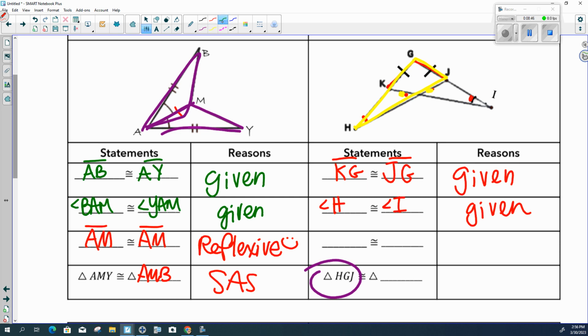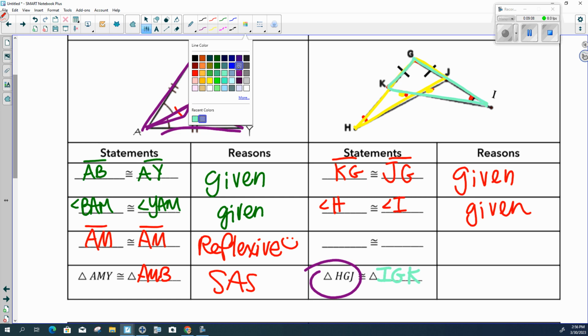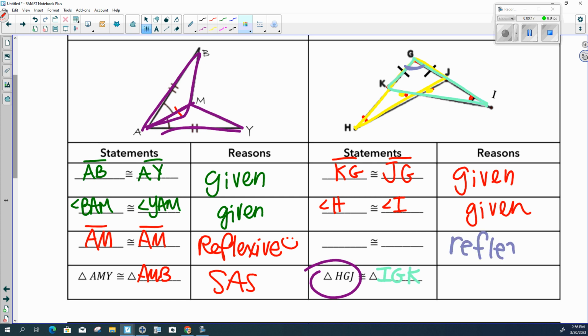Looks like the other triangle would be, let's see, HGJ. It would be IGK. I might just start out by writing that. IGK. But I've got an angle and a side. I need something else. Do you see it? It looks like we got reflexive property, but with an angle. And there's lots of stuff happening there. So, well, I guess I can just say angle G is congruent to angle G. That's fair.